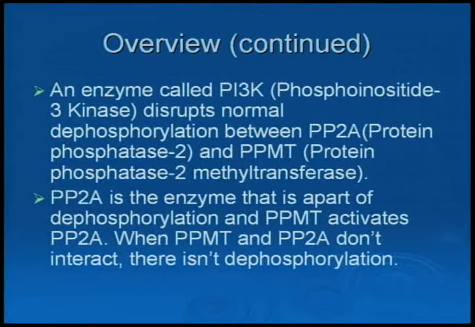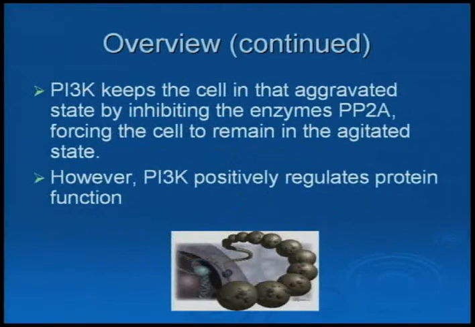An enzyme called PI3K disrupts normal dephosphorylation between PP2A and PPMT. PP2A is the enzyme that is a part of dephosphorylation, and PPMT activates PP2A. When PPMT and PP2A don't interact, there isn't dephosphorylation. PI3K keeps the cell in that aggravated state by inhibiting the enzyme PP2A, forcing the cell to remain in the agitated state. However, PI3K positively regulates protein function.